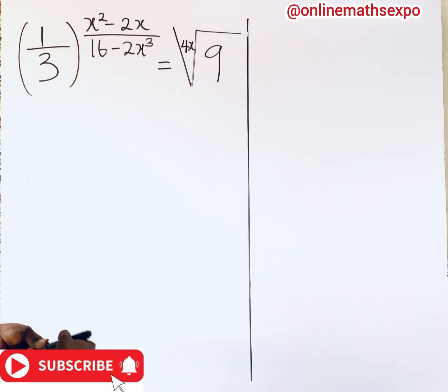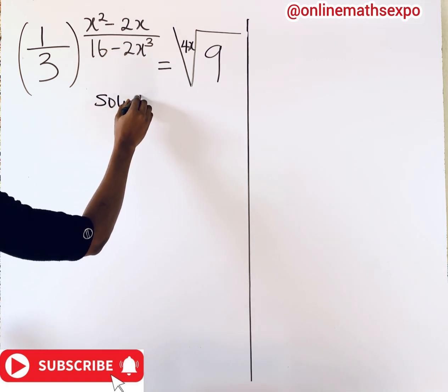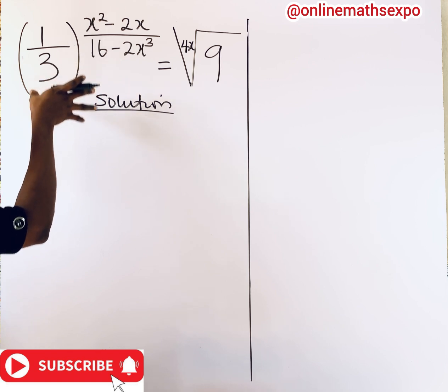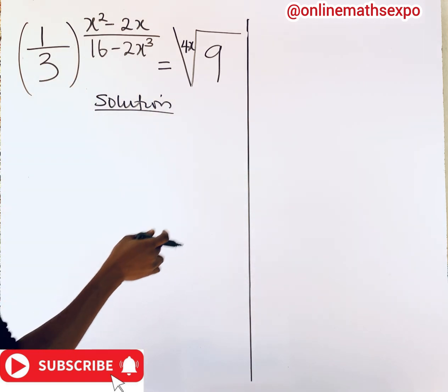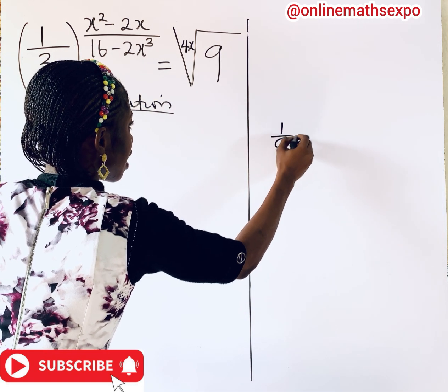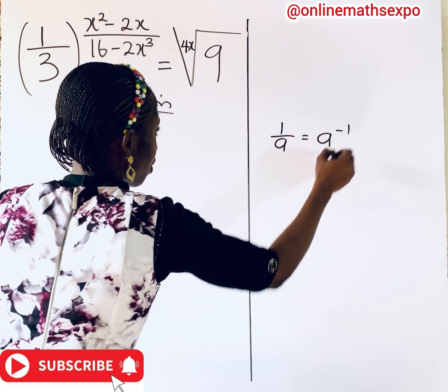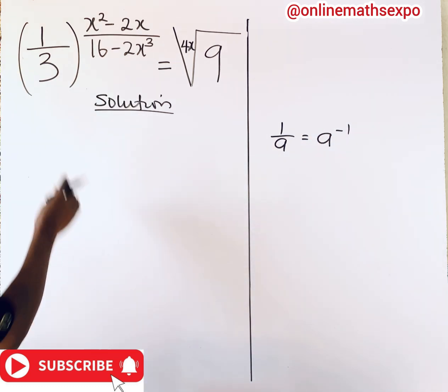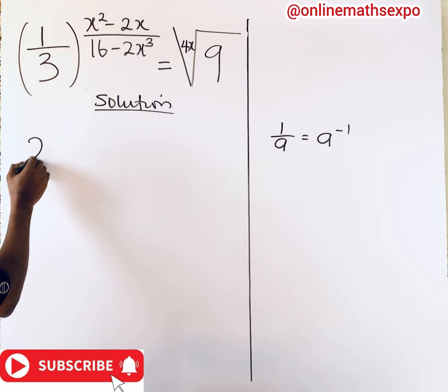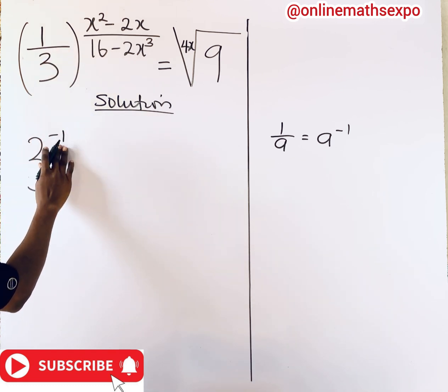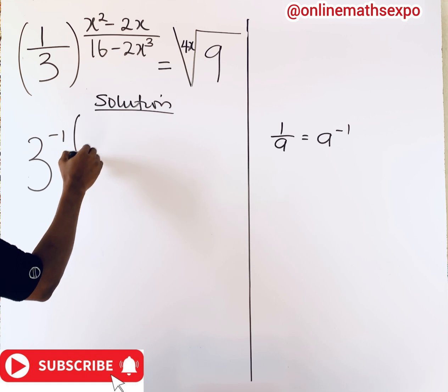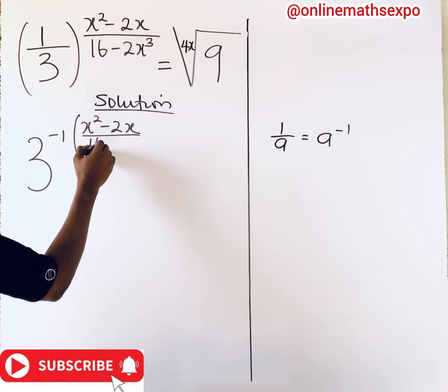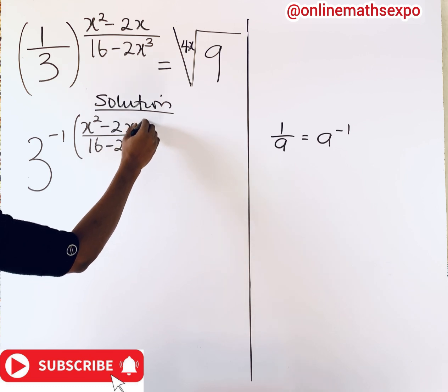So what we'll do is we'll begin our solution, okay? So in that case, we are going to have, let's bring this down. But remember that 1 over a is the same as a to the power of -1, according to your indices, okay? So in that case, this can be written as 3 to the power of -1. Then we now have the whole of x squared minus 2x all over 16 minus 2x cubed.